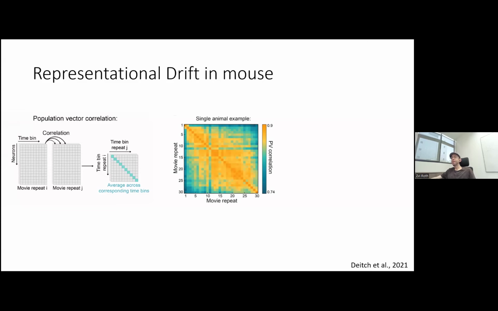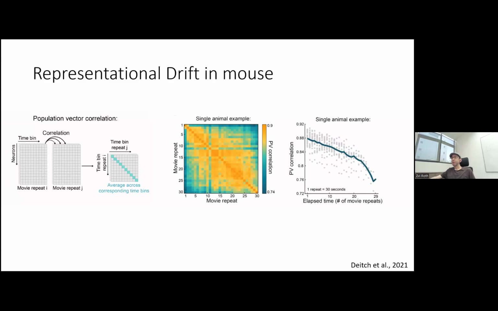And you can already see here that the correlations are higher around the diagonal. Okay, more orange, more yellow around the diagonal. So that means that when the pairs of repeats are closer in time to each other, correlations are higher. They then looked at correlation as a function of time between the repeats, and you can see that as the amount of time between repeats increases, the correlation drops. So this means that representations in mouse visual cortex are changing or drifting.